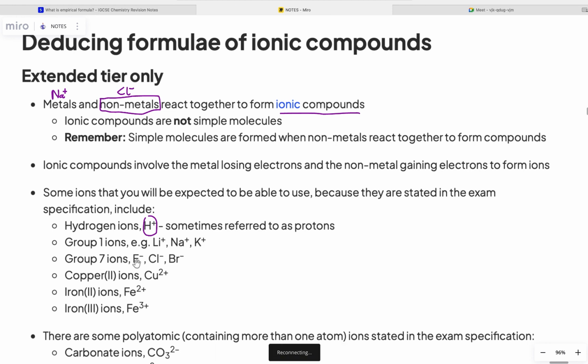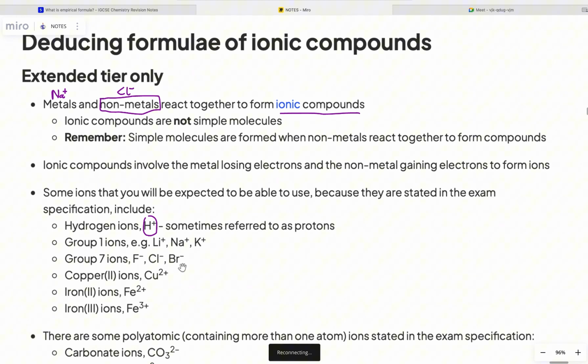Then group 7: fluorine, chlorine, bromine, iodine. They are looking for only one electron to complete 8. So that's why they have -1, because they only gain one electron. Is that okay? That's why they have -1.